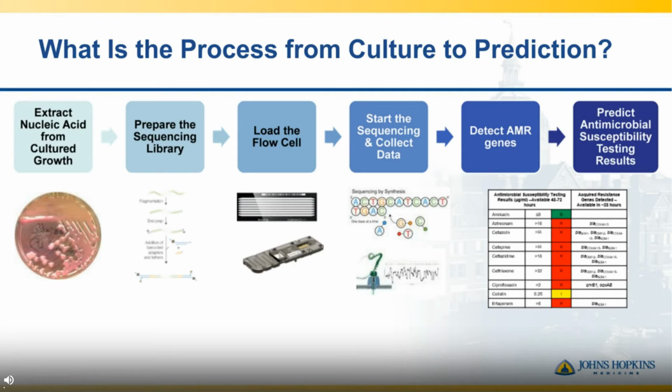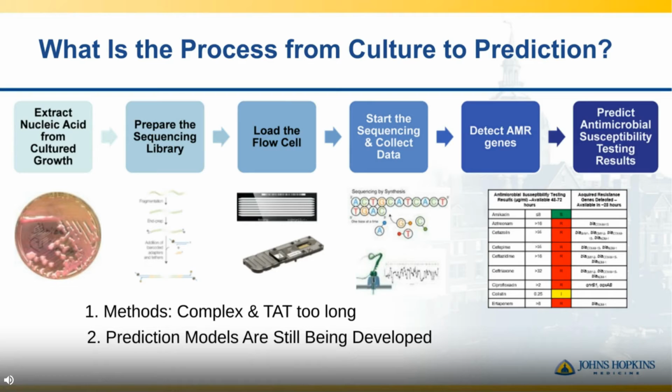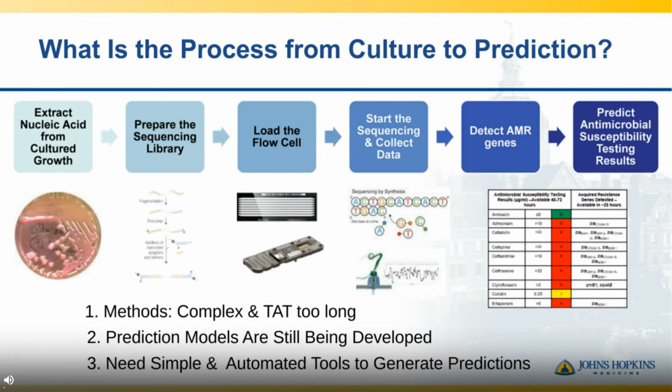So the problem with this from a clinical aspect is that the methods are complex and the turnaround time can be too long depending on the methods applied. The prediction models are still being developed, and as I mentioned previously, they're often developed for only one particular organism of focus and not a broad spectrum of organisms. And the third is that we need simple and automated tools to generate these predictions because we don't have the time in the lab to do these manual curations, which some of these research studies are applying.